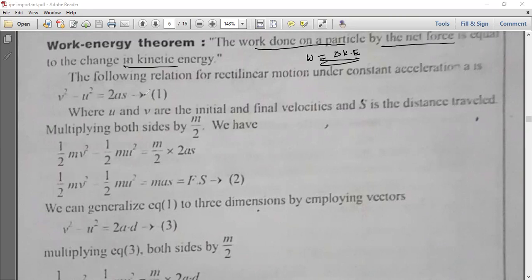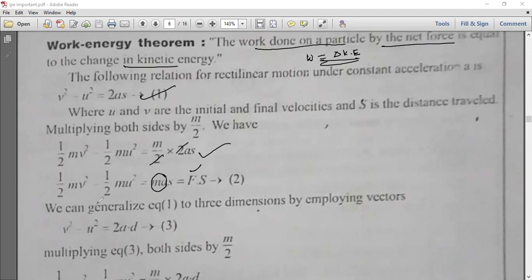Now, suppose a body is moving under a constant force, we know v square minus u square is equal to 2as. Now what I am doing, I am multiplying on both sides by m by 2. M by 2 v square minus m by 2 u square is equal to m by 2 into 2as. Very simple, just multiply by m by 2. Now half mv square minus half mu square is equal to, this 2 and this 2 will get cancelled, ma into s. Ma is nothing but force and s is displacement.